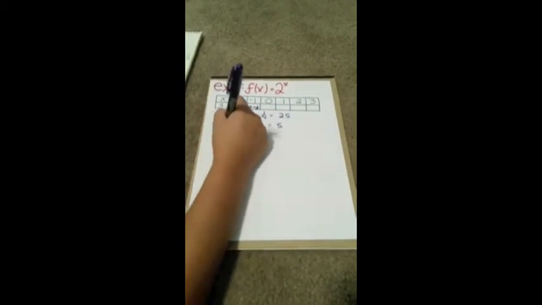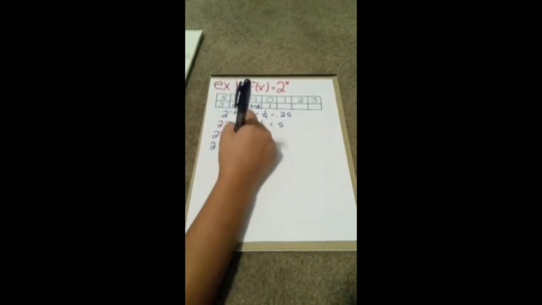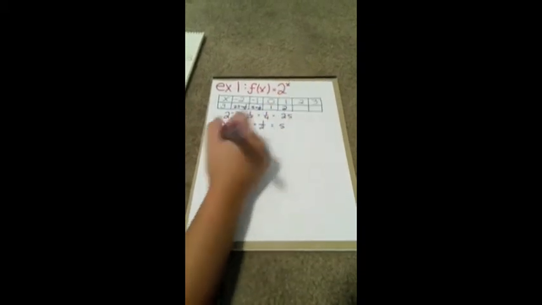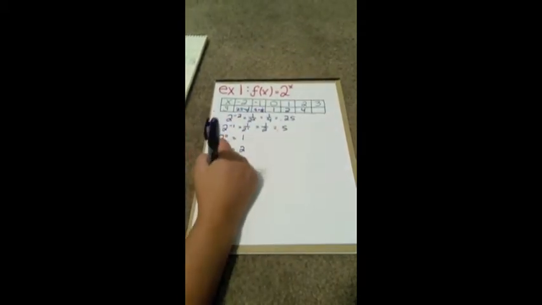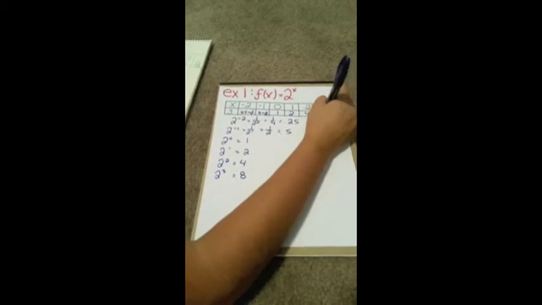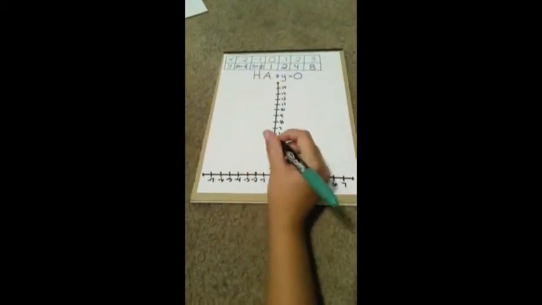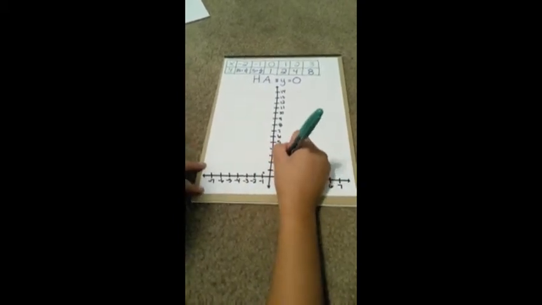After you get those x values, just plug them right back into the equation, and you should get, for -2, 1/4. For -1, you should get 1/2. For 0, you should get 1. For 1, you should get 2. For 2, you should get 4. And for 3, you should get 8. And our horizontal asymptote is 0. And now you just graph the equation.